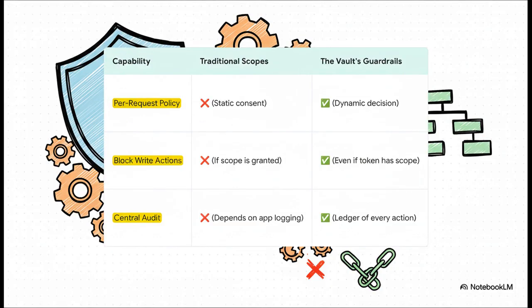This architecture, on the other hand, gives you actual guardrails. The vault becomes this central checkpoint. It makes a dynamic, intelligent decision on every single request. So what does that mean? It means even if a token technically has write permissions, you can set a policy that says, nope, this specific AI agent is only allowed to read data. And as a huge bonus, you get a perfect central audit log of every single action taken. Something that's, let's be honest, almost impossible to get right when tokens are just floating around all over your application code.